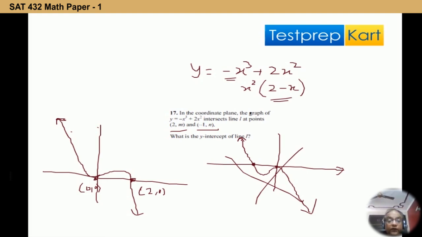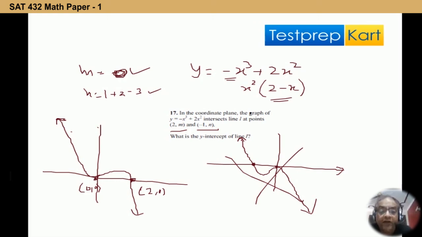Okay, so what will be m? M will be equal to, if I substitute x here as negative 2, it will become minus 8, and in fact it will be 0. M will be 0, and when I substitute minus 1, n will be equal to minus 1 means 1 plus 2, that is 3. So m is 0, n is 3.